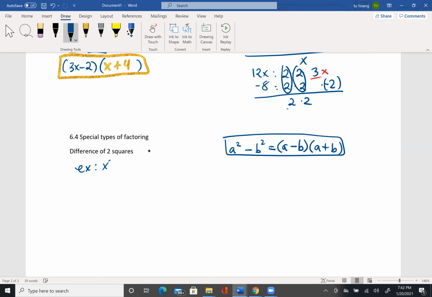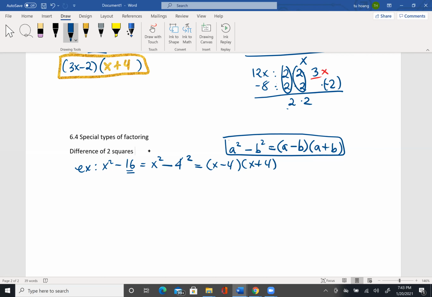I have x squared minus 16. I know that the first term is a square. I want to make the second term also a square, so that I have a difference of 2 squares. How can I make 16 a square? I know that it is 4 squared. Now it is in the form of a difference of 2 squares. Now I'm just going to change it to x minus 4 times x plus 4.